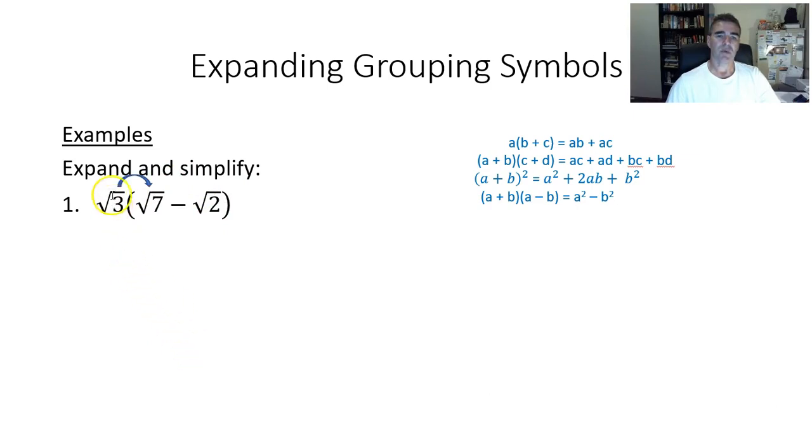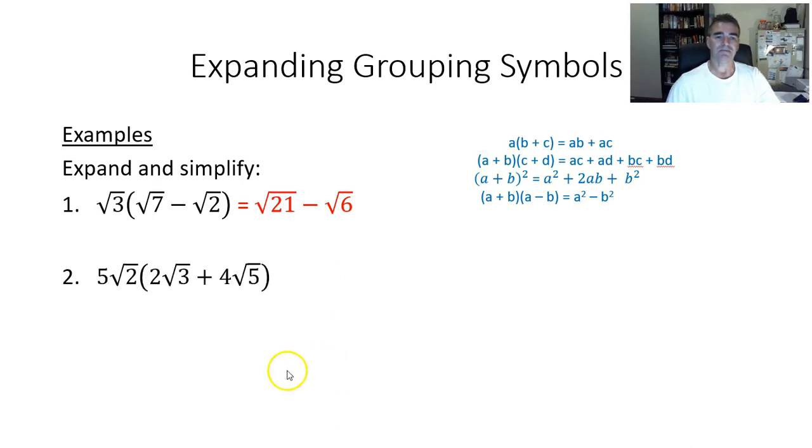So what we'll do is we'll multiply our first term through. So root 3 times root 7 gives us the square root of 21. And then we'll multiply our second term by the root 3. So root 3 by negative root 2. So we're multiplying them together and we'll get negative root 6. Now just check to see if these simplify, and in this situation they don't. They're not like terms either, so we can't collect like terms. So there's our result.